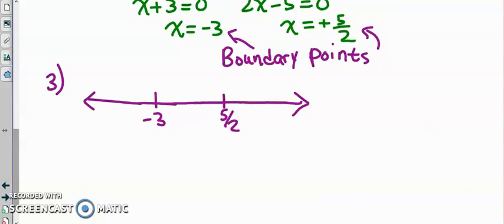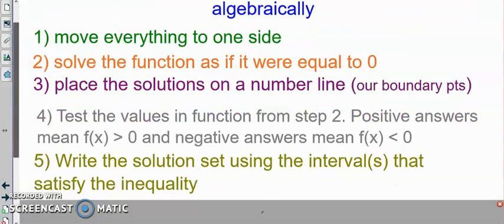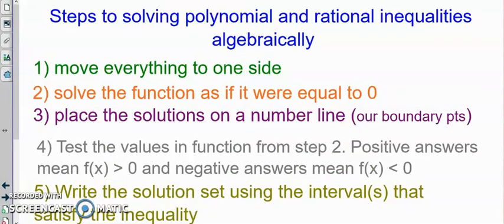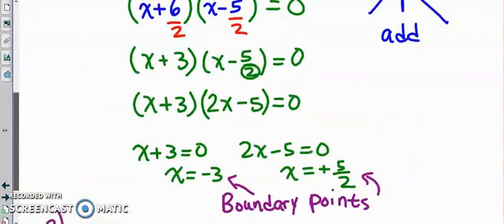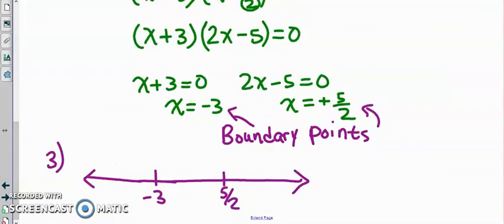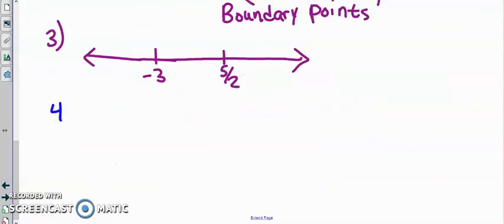We already put them up, and that's what step 3 said to do: place the solutions on a number line. Those are our boundary points, which we just did. Now, when it comes to step 4, we're going to test these. Again, we're going back to step 2, so I'm going to put that equation down here really quick.